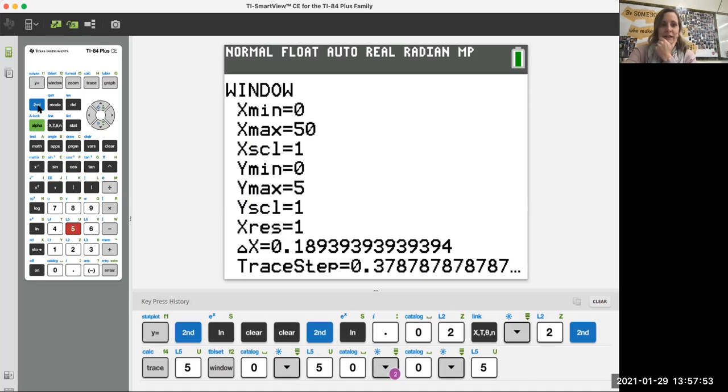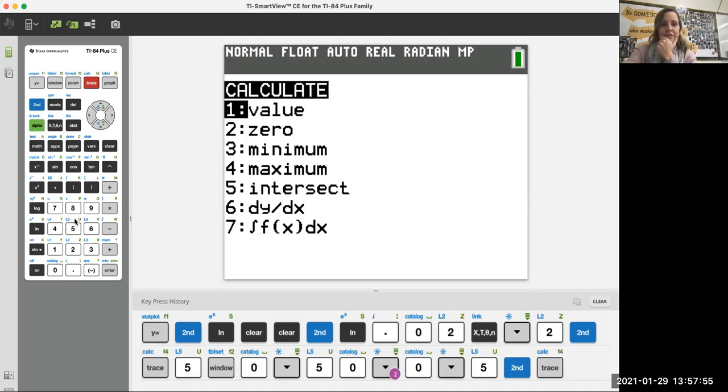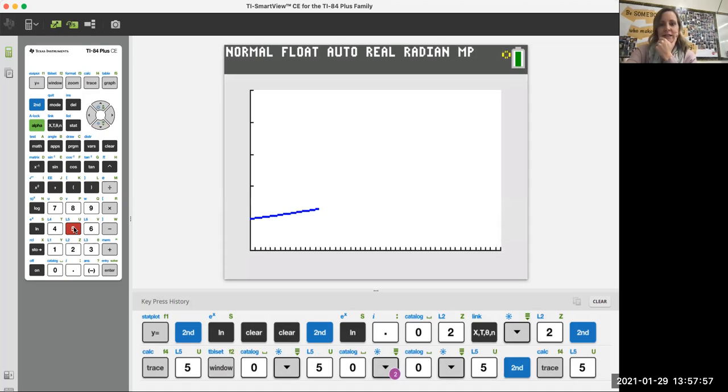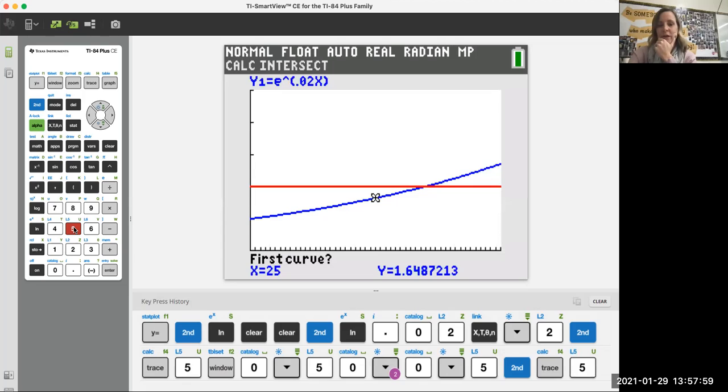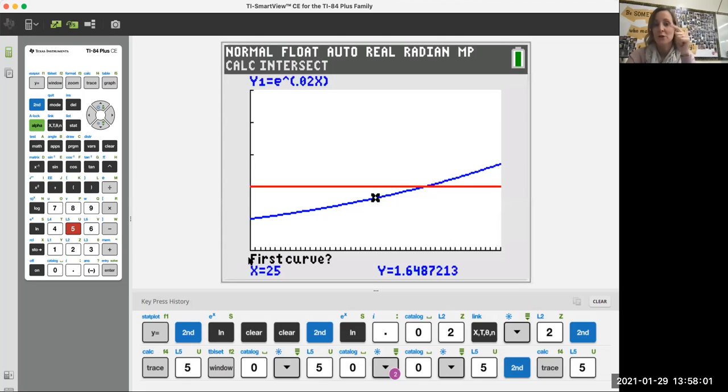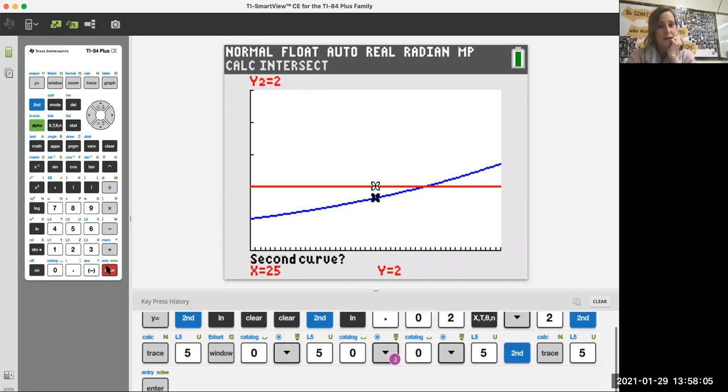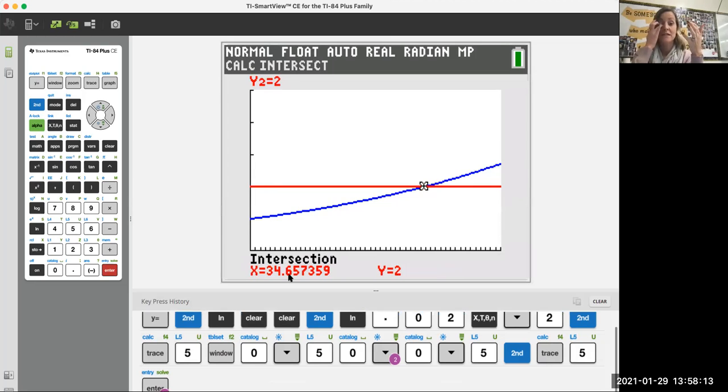Now type in second trace, and 5 is going to give us the intersect. That's better. Now you can see where they meet. Remember this one? First curve? Yep, hit enter. Second curve? Yep, hit enter. Do you want me to guess? Yes. Notice what happens, 34.6. That means it's going to take 34.6 years. So at 34 years, it's not there yet. So it would have doubled by 35 years. Okay, we would round that up.